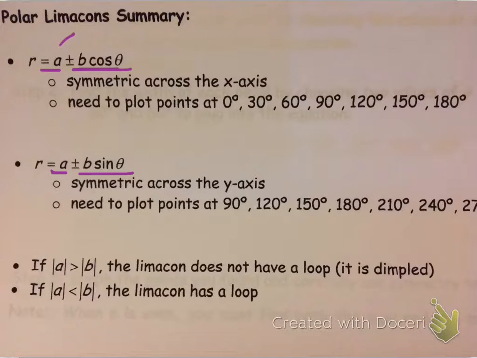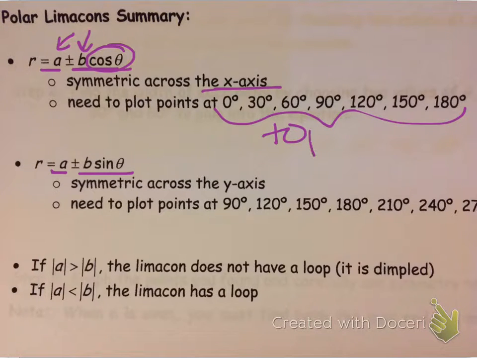Then you look at the fact that these two are now different numbers. So even if it's a plus or a minus, you ignore the plus or minus. You're looking at the actual size of the numbers, and they cannot be the same to be a limacon. And then the rest is the same. If it's got cosine in it, it's going to be symmetric across the x-axis. And so the table of values you would need to do would generate the top half of the picture.